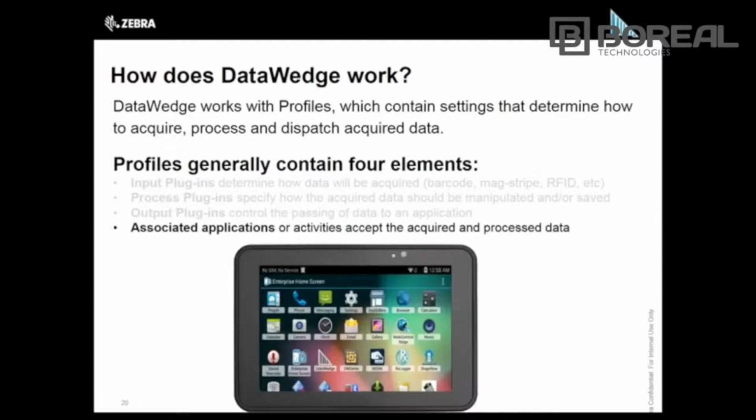So once you've created a profile and you've set up the input, the process, and the output plugins, then you say, okay, apply all of these settings to this application or these applications or whatever. And then you're done. And once that's all set up, again, you can send it to additional devices, deploy it to everyone in your organization, and so on and so forth. A very, very easy to use utility that comes free with every Zebra device.